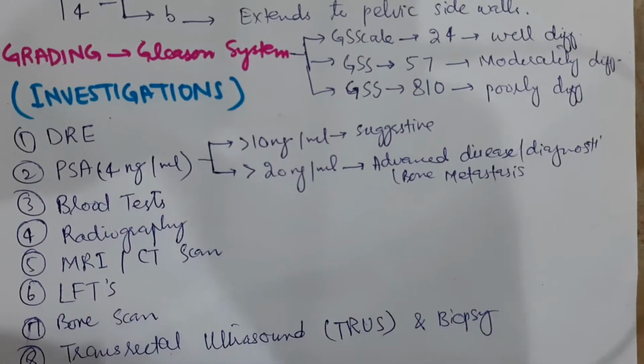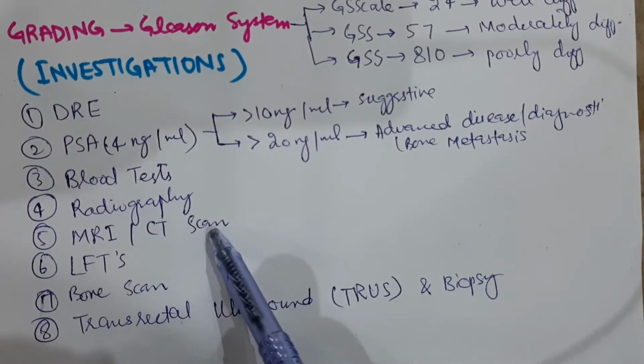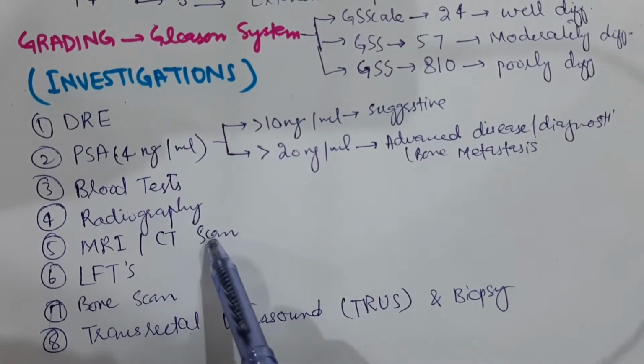Radiography. X-ray chest shows the metastasis in the lungs and the ribs.